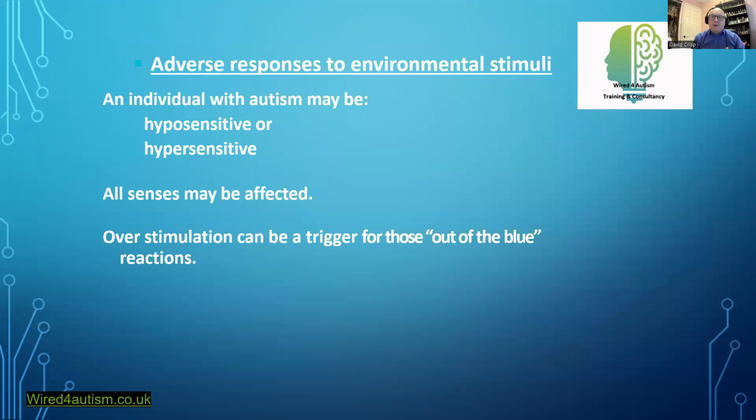So an individual that's autistic may be hyposensitive, which means low, so I remember it, or hypersensitive, oversensitive, and all senses may be affected. Overstimulation can be a trigger for these out-of-the-blue reactions. They'll say, oh, why did little Jimmy have that meltdown? Why did little Jimmy present that challenging behavior? Well, it's come from nowhere. Well, no behavior comes out of nowhere, and it could well be there's a trigger that we just haven't spotted, or we're just not attuned to that child or adult's sensory profile and the issues that can cause a sensory meltdown.